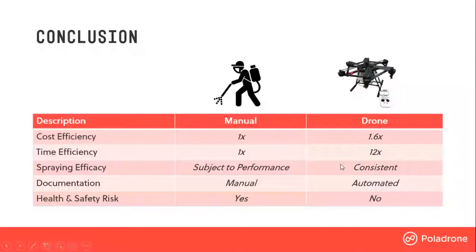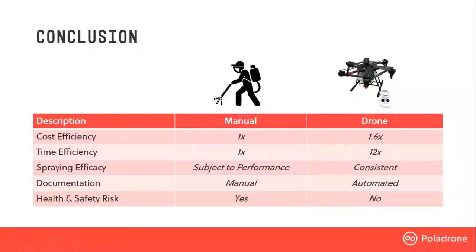So for the conclusions, we are comparing the manual way and the drone way. The cost efficiency of the drone compared to the manual will be 1.6 times more, and the time efficiency will be around 12 times. And also the spraying efficiency.